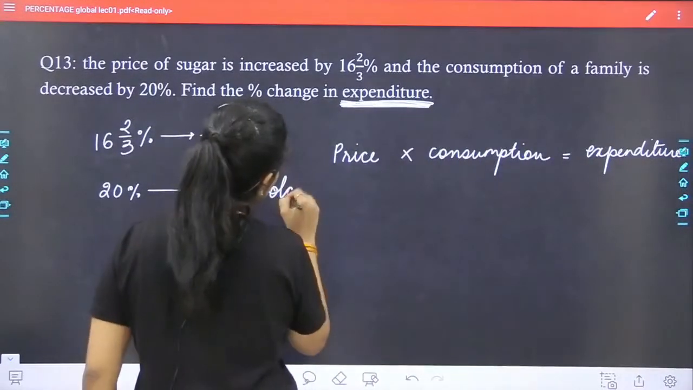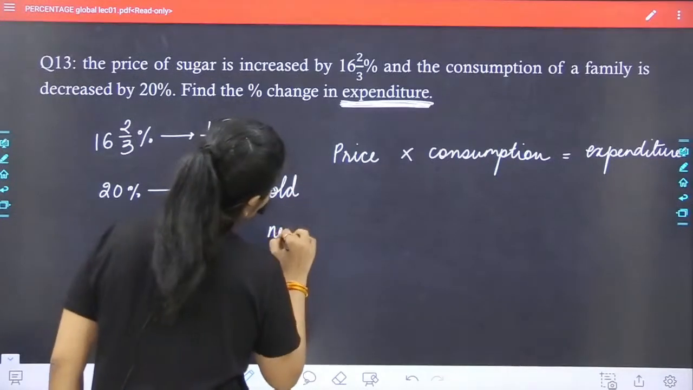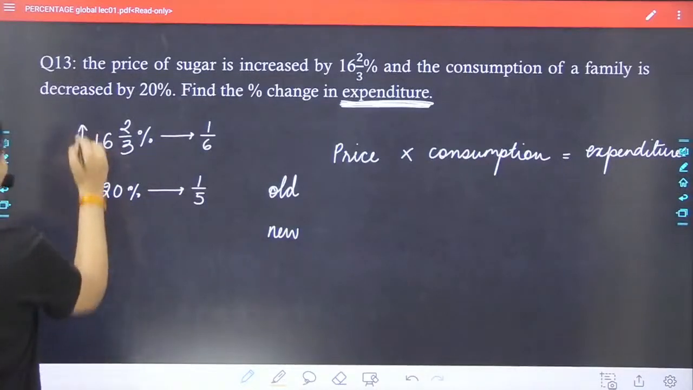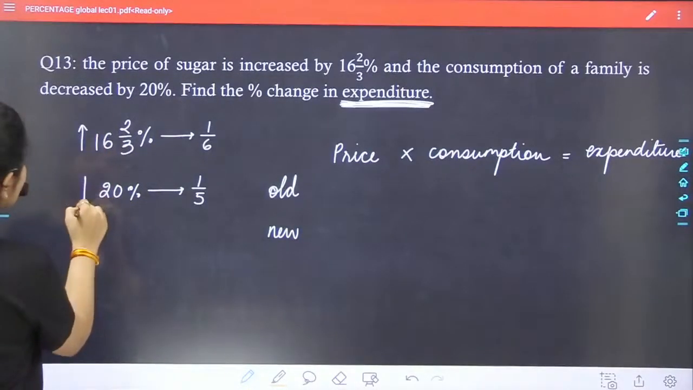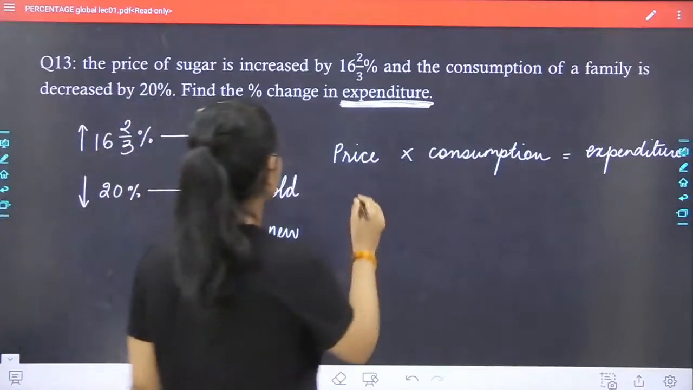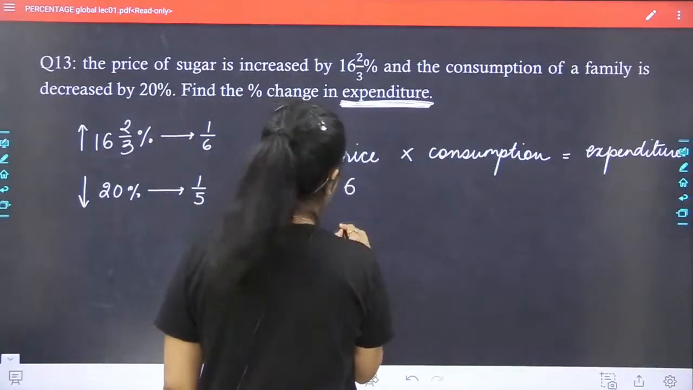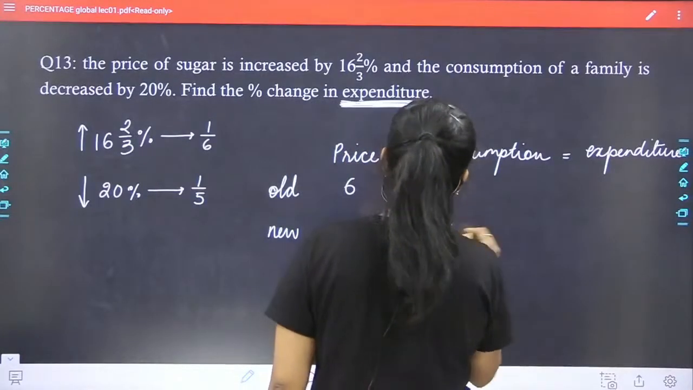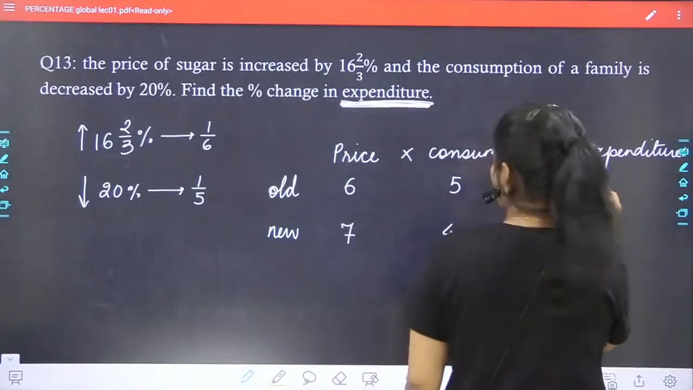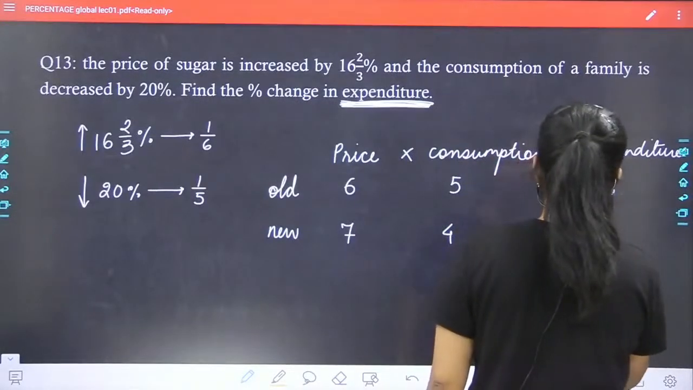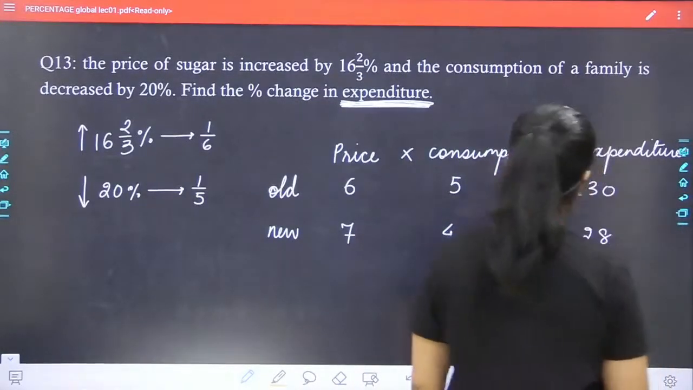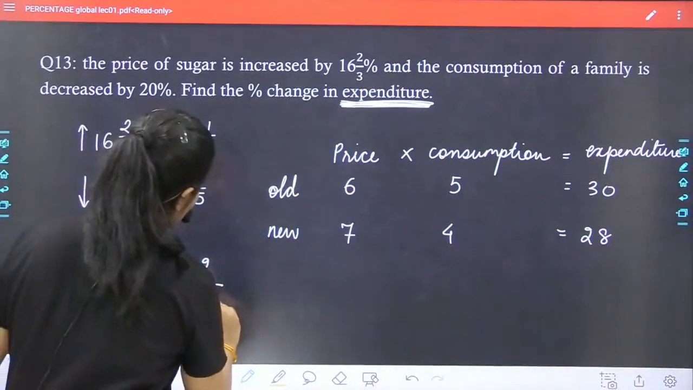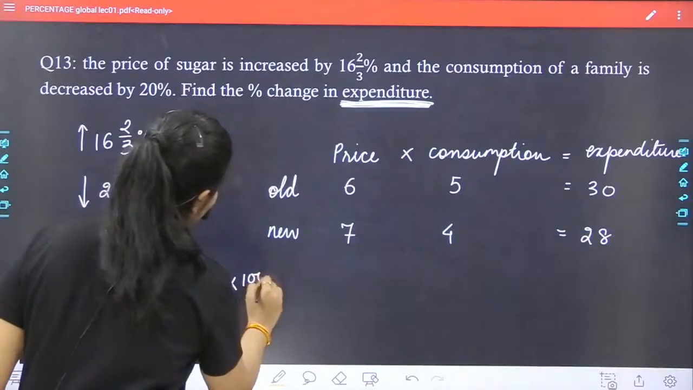So we can write the old values over here and the new values over here. The price is increased and consumption is decreased. So if the price is 6 earlier, it will become 7 and consumption will become 4. If we multiply, we will get 30 and here 28 as our answer, right? So there is a change of 2. There is a change of 2 over 30 into 100 and we will get our answer.